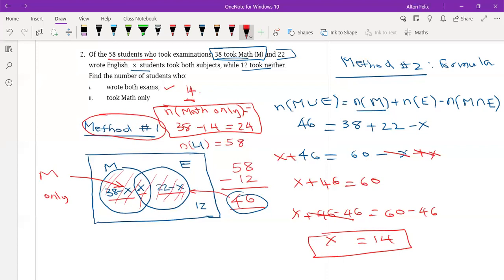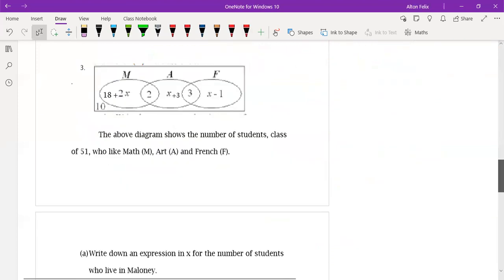So I would recommend when you're given a set problem, especially involving two sets, you draw the diagram, take your time, put in the information, because with the help of the diagram, you'll be able to figure out what part of the question is being referred to in the diagram, as we just saw there, math only. And it helps in solving the problem. Let's go to number 3, the last question for today.